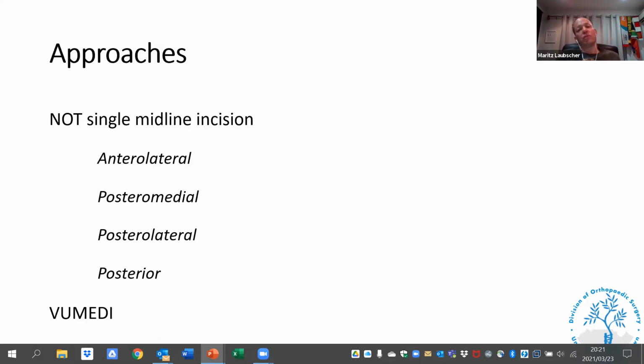So when it comes to approaches, the one thing that's clear is that you need to be able to perform multiple different approaches to the knee if you want to successfully treat most tibial plateau fractures. So I would say if you want to be able to treat all tibial plateau fractures across the spectrum, you need to be familiar with the usual and unusual approaches to the knee, including posterior approaches.